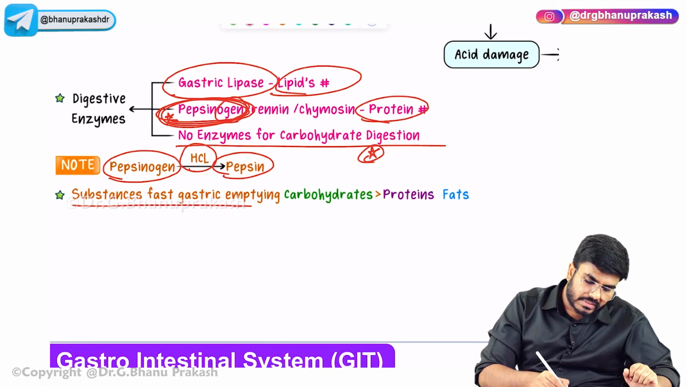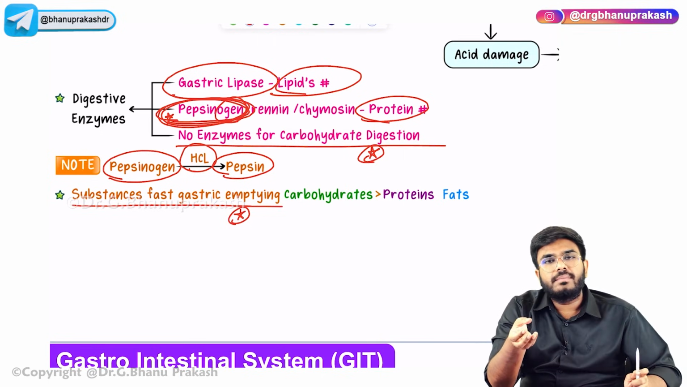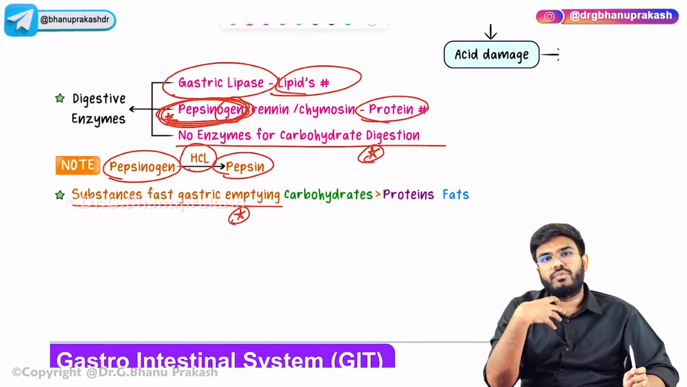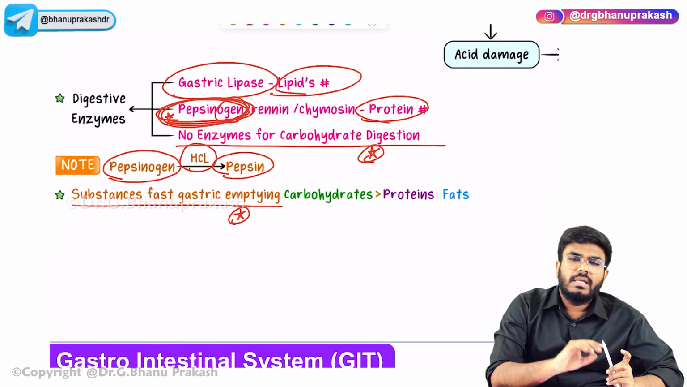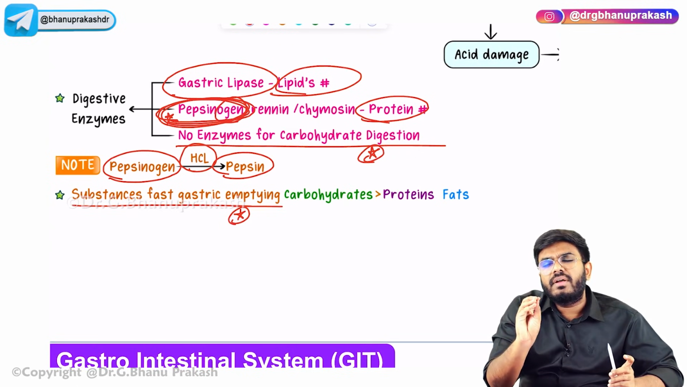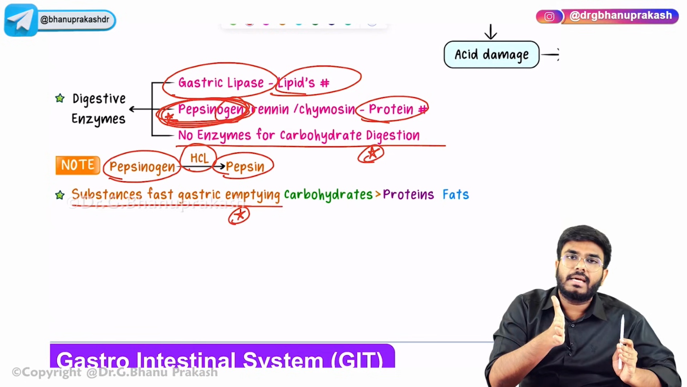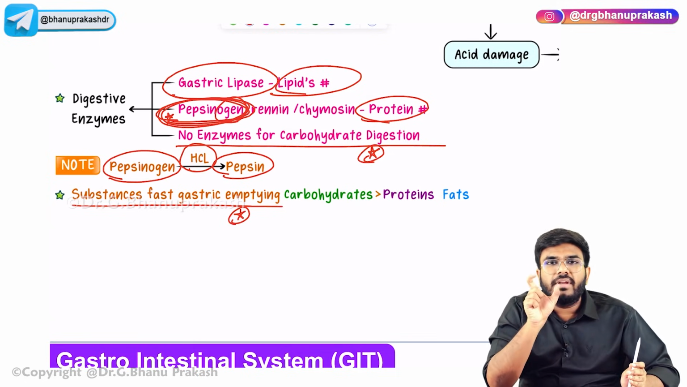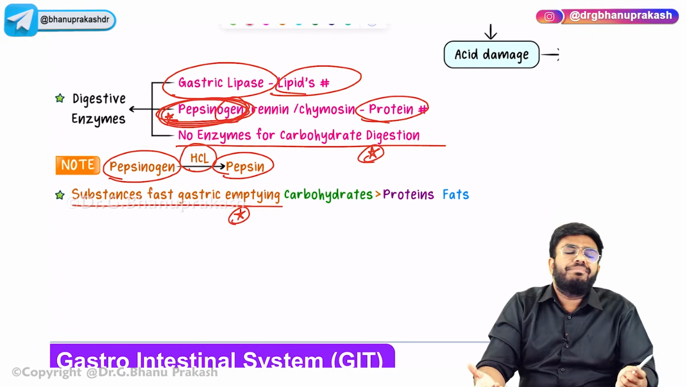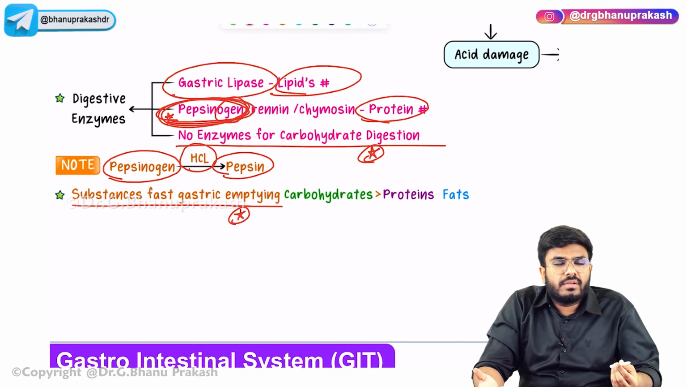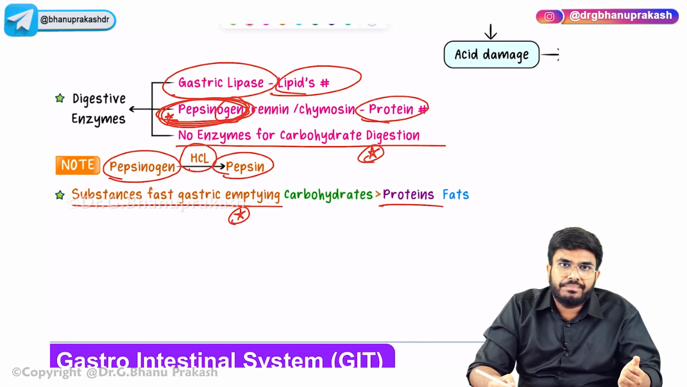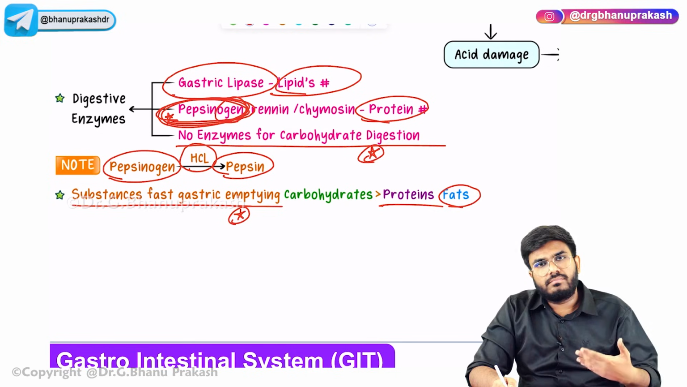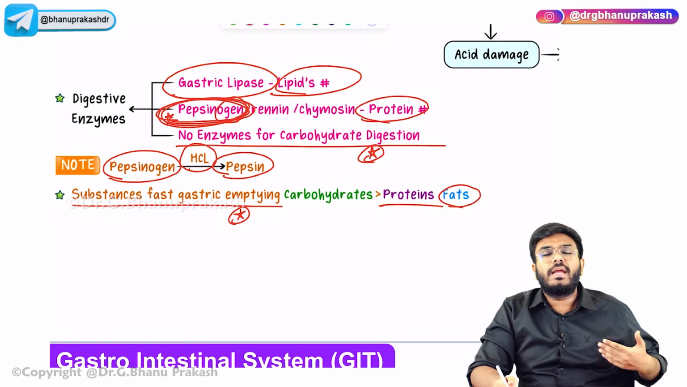Next, substances with a fast gastric emptying. Imagine yourself eating carbohydrate rich food. When you take carbohydrate rich foods, they will stay in your stomach for very little time. The halting time in the stomach is going to be very less. If I eat carbohydrate rich food, it is going to stay in my stomach for hardly 4 hours. But if I take protein rich food, it's going to stay for 6-7 hours. If I take fat rich food, it is going to take a lot of time, 9 to 12 hours.